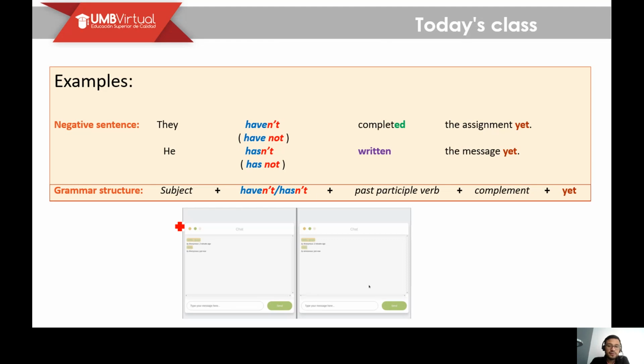The negative form, you are going to mark the negation in the auxiliary that in this case is the verb to have. They have not or they haven't completed the assignment yet. Yet, remember, you use yet at the end of the sentences and for negative and question forms. Only with those forms, we use yet. Or he hasn't written the message yet.